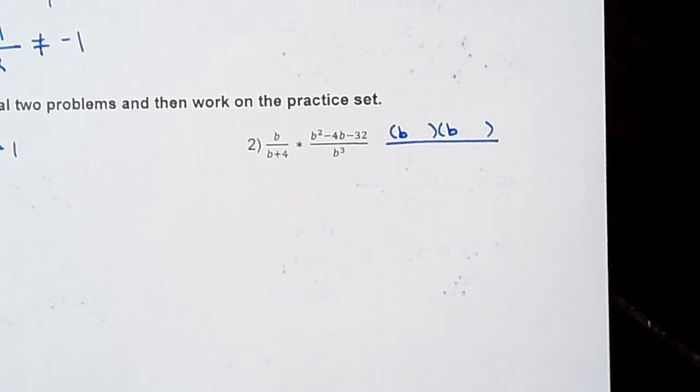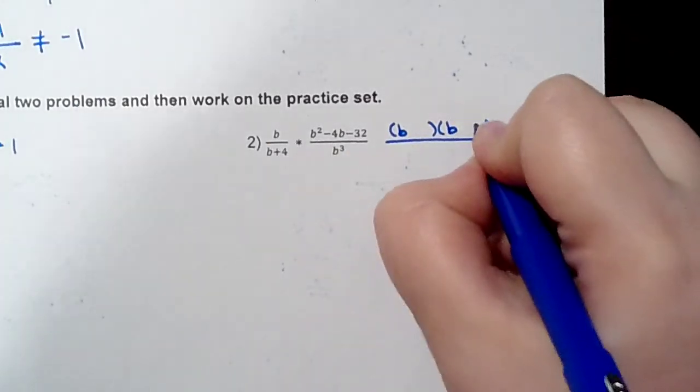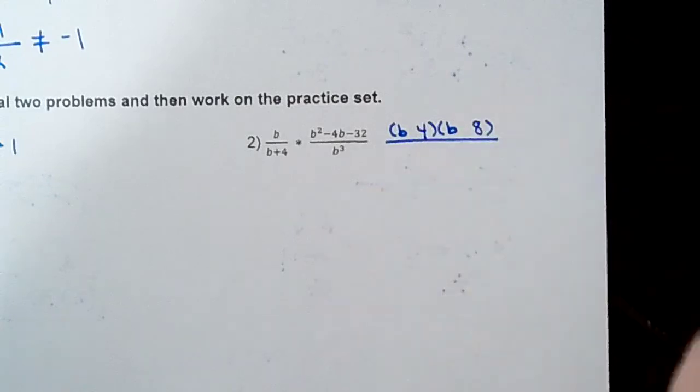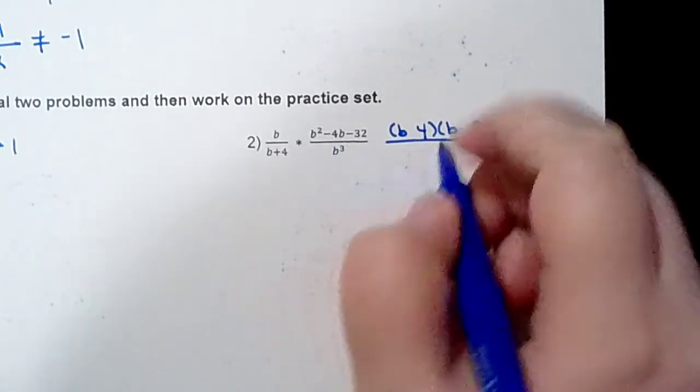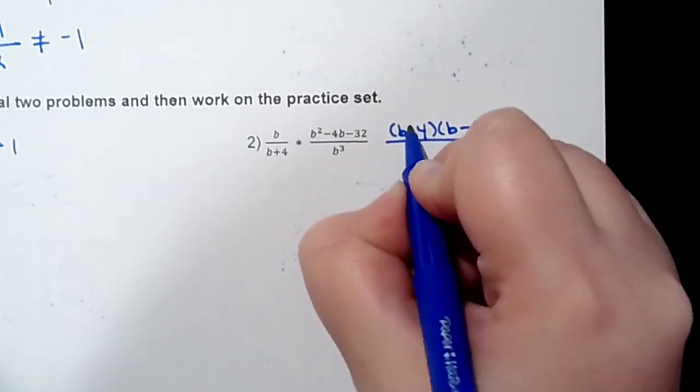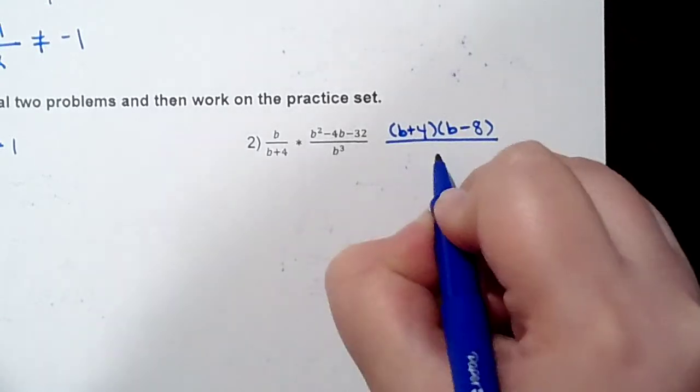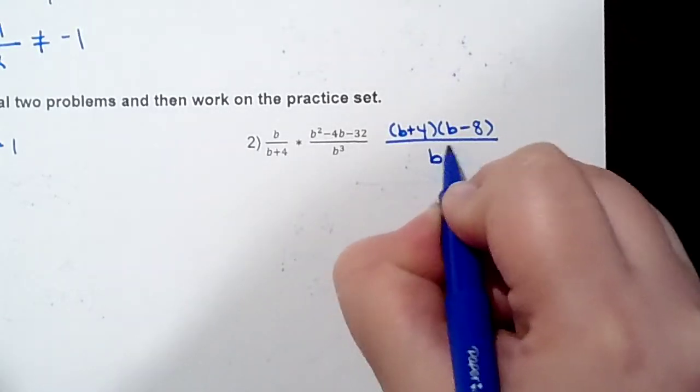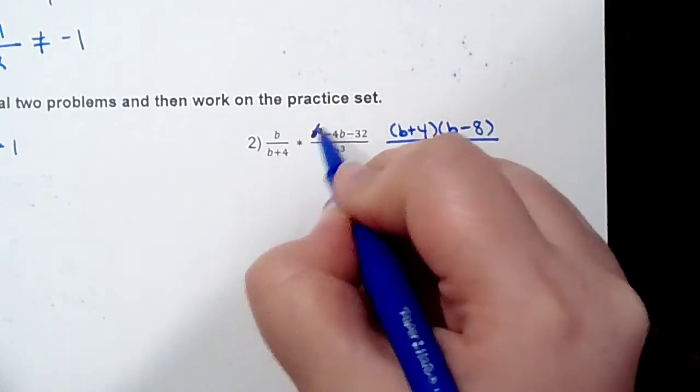What is 8 times 4? Ooh, drawing a mind blank. All right, 8 and 4 will do it. 8, 4. Which one of them has to be negative to get a negative 4? Must be the 8. So now I have b plus 4 times b minus 8 over b cubed.